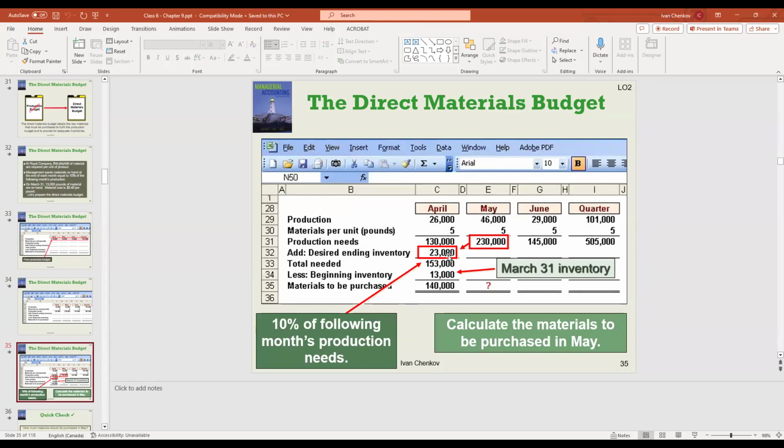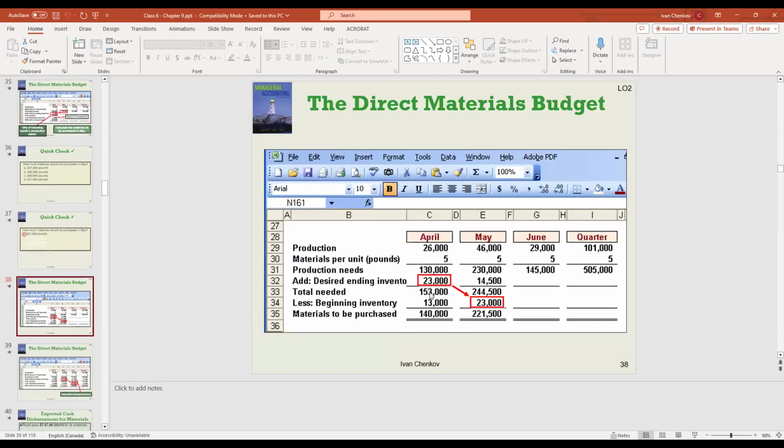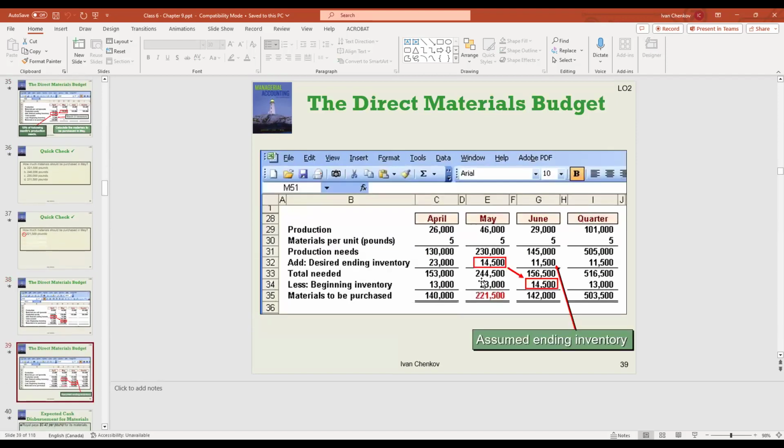Now we start working with the desired ending inventory. We want 10% of the following month's inventory as material, so we're not gonna run out of material at the beginning of the next month. We're adding that material. We're deducting the beginning inventory that we already have from the previous month. And we see how much material we need to purchase. Once we complete the whole chart, we're gonna see that we need to purchase for the second quarter 503,500 pounds.